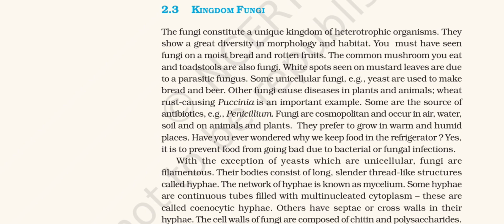With the exception of yeasts, which are unicellular, fungi are filamentous. Their bodies consist of long, slender thread-like structures called hyphae. The network of hyphae is known as mycelium. Some hyphae are continuous tubes filled with multinucleated cytoplasm; these are called coenocytic hyphae. Others have septae or cross walls in their hyphae. The cell walls of fungi are composed of chitin and polysaccharides.